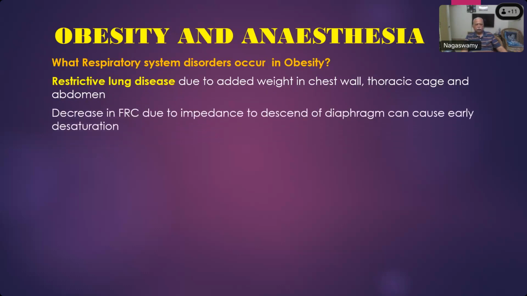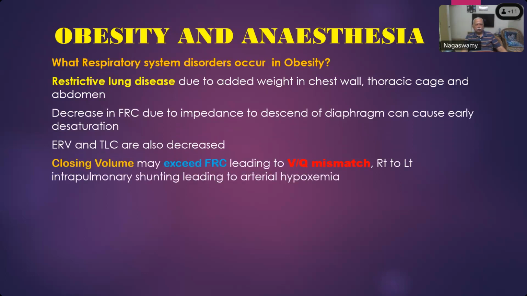Decrease in FRC due to impedance of descent of the diaphragm, which can cause early desaturation, and decrease in ERV and total lung capacity. Both are decreased, and closing volume may later on gradually exceed FRC, leading to ventilation perfusion mismatch, which will lead to right to left intrapulmonary shunting, leading to arterial hypoxemia.